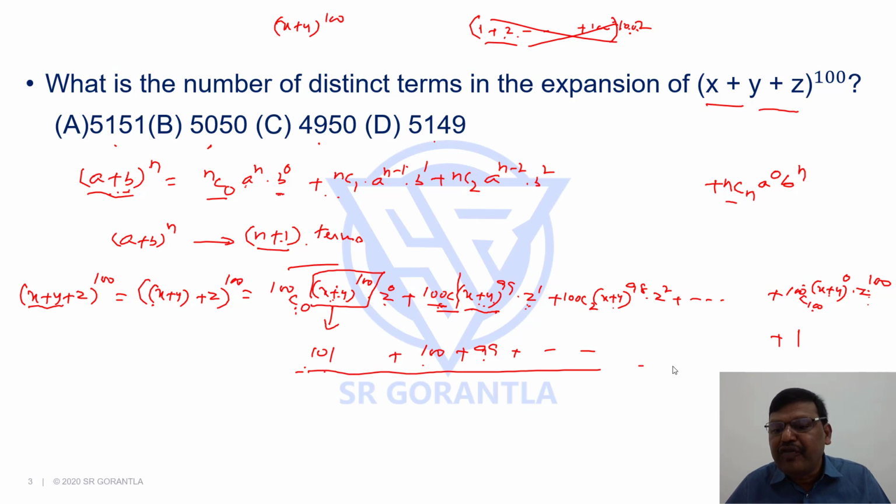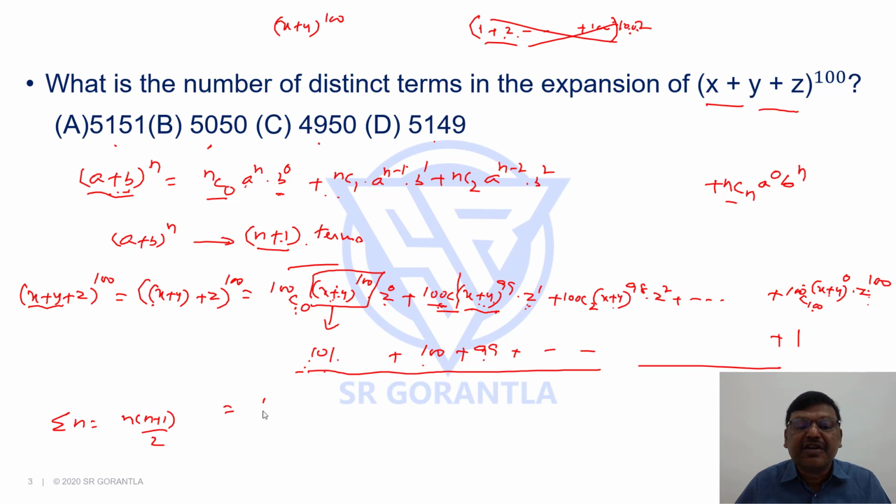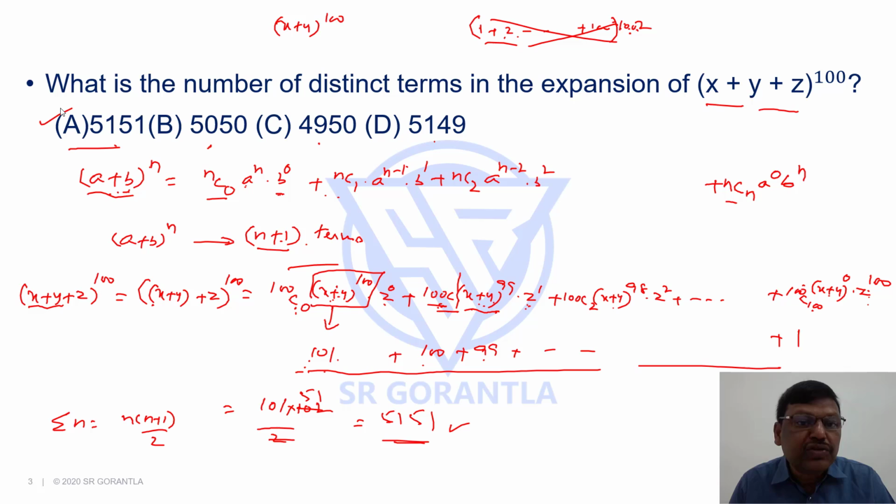So is it not the sum of the first 101 terms? What is the sum of the first 101 natural numbers? You know the sigma n formula: the sum of the first n natural numbers is n(n + 1)/2. If I apply that formula, the sum of the first 101 natural numbers is 101 into 102 by 2. You can see 51 into 101, which is 5151 is my answer. So that is choice A, right? So (x + y + z)^100 will have 5151 distinct terms in its expansion. Thank you.